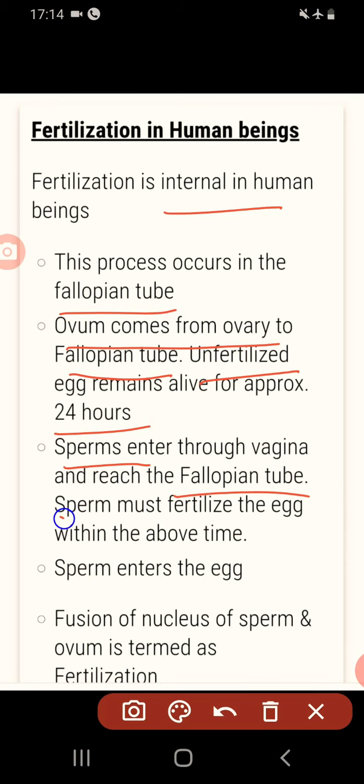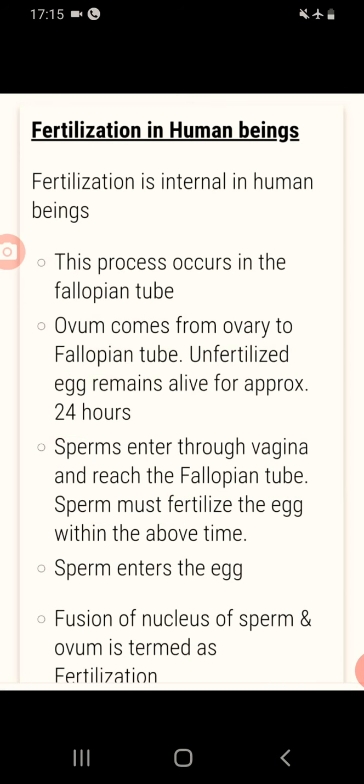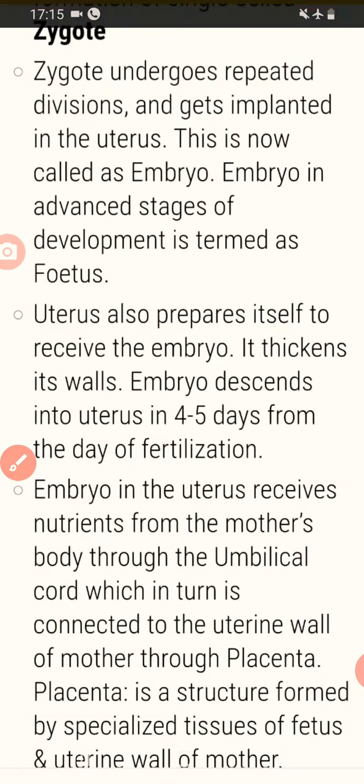The sperm must fertilize the egg within that time, meaning within 24 hours the sperm needs to fertilize the ovum. So the sperm enters the egg, and the fusion of the nucleus of sperm and ovum is termed fertilization. Due to fertilization, the zygote is formed. This zygote undergoes repeated mitotic divisions and gets implanted into the uterus.